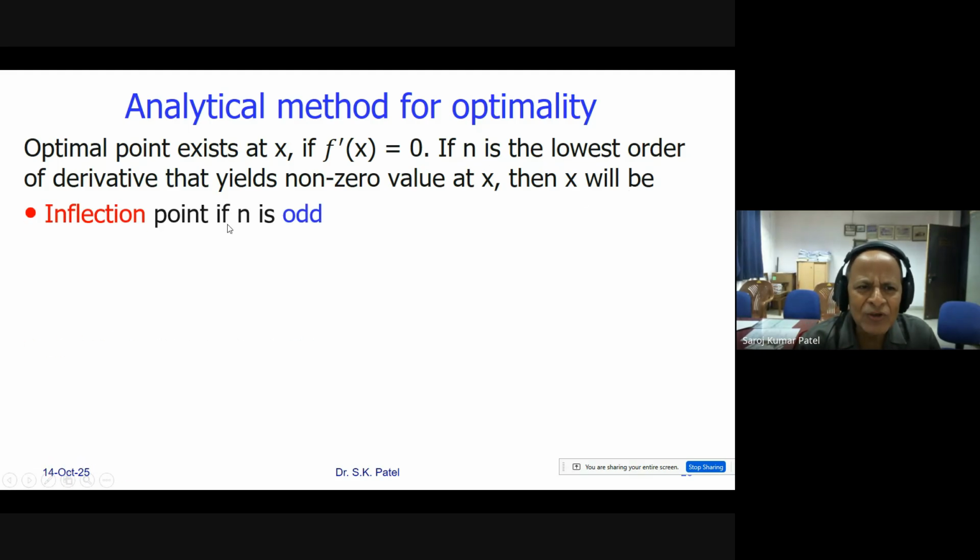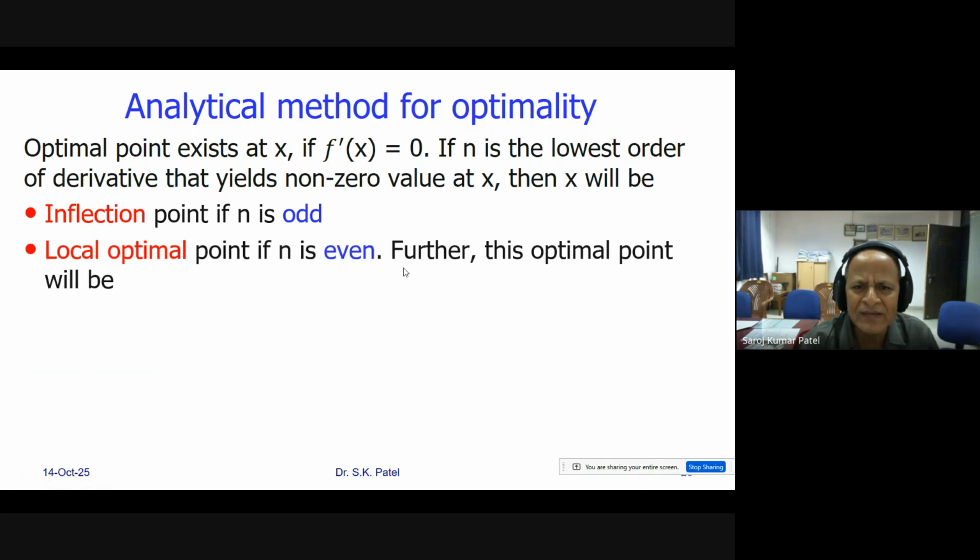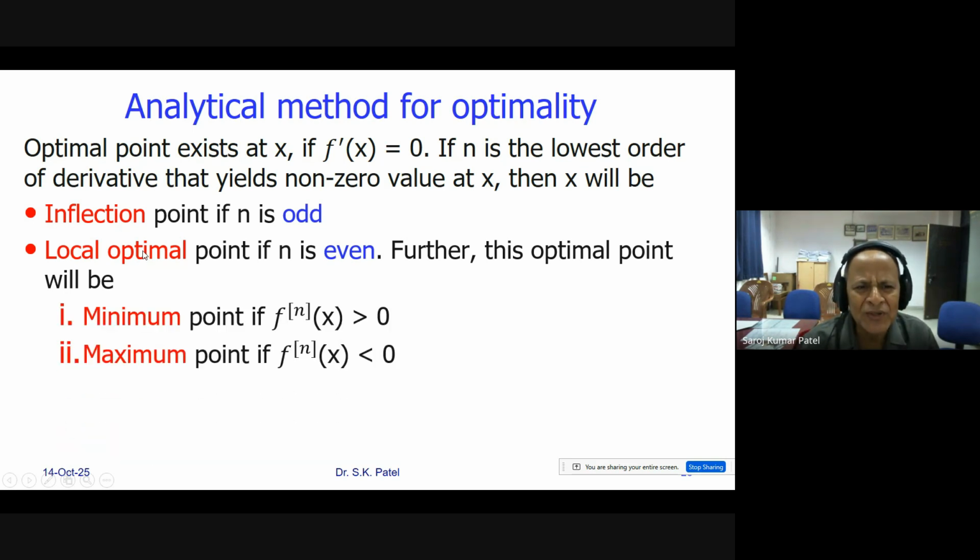Then this x will be a point of inflection if that value of n is odd. But if that value of n is even, we'll get a local optimal solution. And this local optimum will be either maximum or minimum. So this local optimum will be minimum if the nth order derivative at that x is a positive value. If it is positive, it is a minimum point. But if that nth order derivative is negative, it is a maximum point.